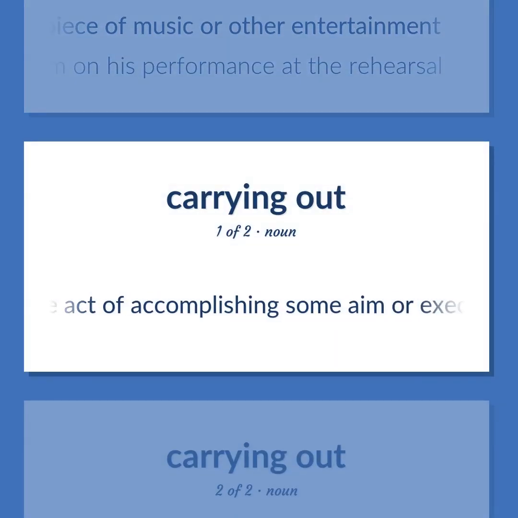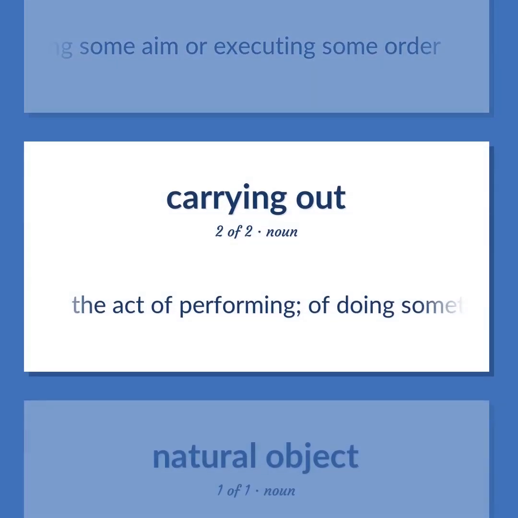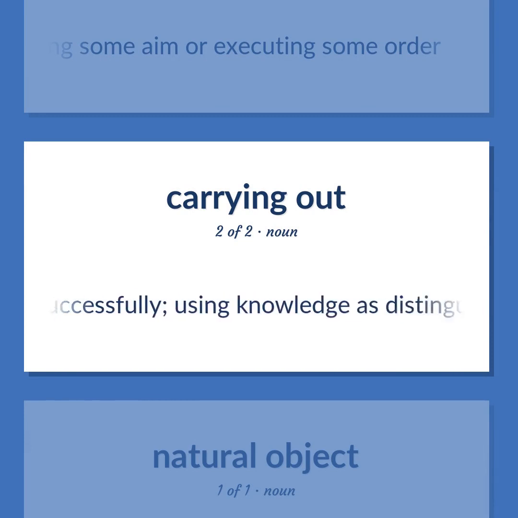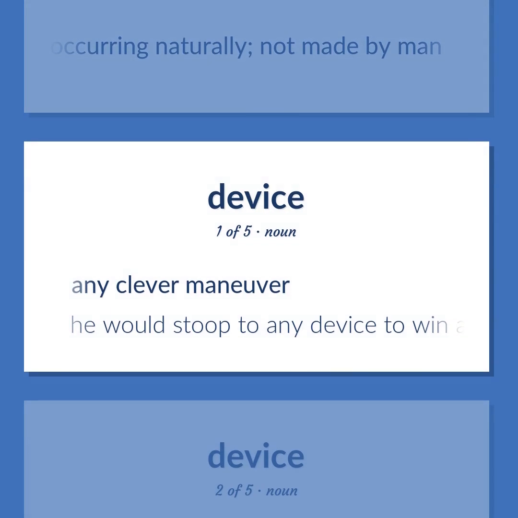The act of accomplishing some aim or executing some order. The act of performing, of doing something successfully, using knowledge as distinguished from merely possessing it. An object occurring naturally, not made by man. Any clever maneuver. He would stoop to any device to win a point.